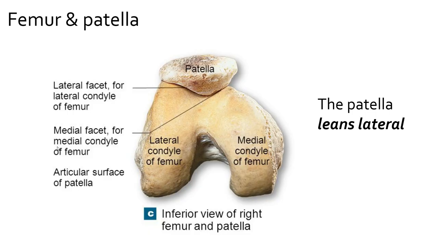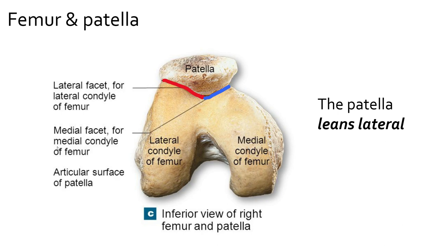This image here is giving you an inferior view of the right femur with the patella intact. You'll notice that the patella makes more contact with the lateral side of the femur than it does with the medial side. With that red line, I've drawn the contact on the lateral side, while the medial side doesn't have as much contact. Because of that, if you were to take a patella off of the femur and simply lay it on the table, we tend to say that the patella is going to lean lateral.